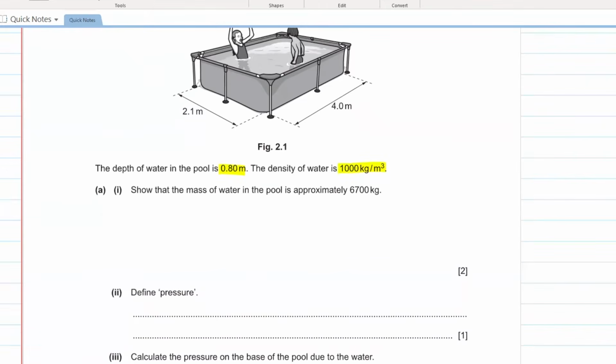So, how can we calculate the mass of water? Mass is equal to density into volume. What is density? 1000. The volume will be 4 into 2.1 into the height, that is 0.8. Can anyone calculate the volume? क्या आता है वॉल्यूम आपका? Your answer for mass comes out to be 6700 kg.